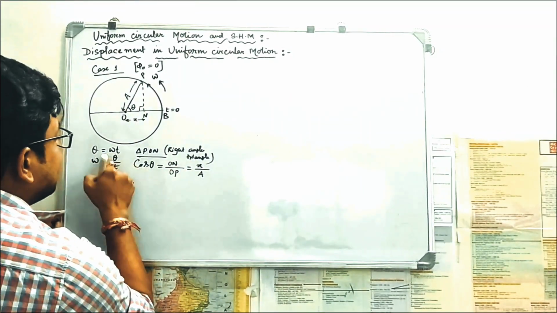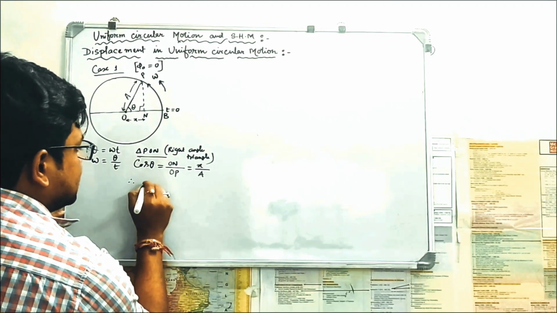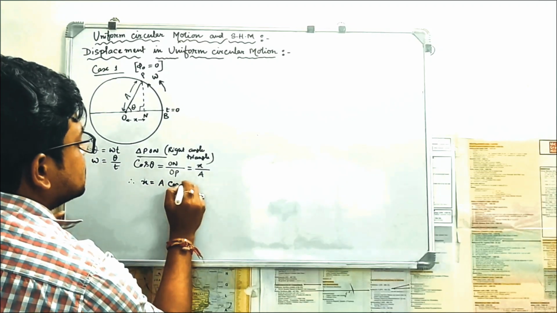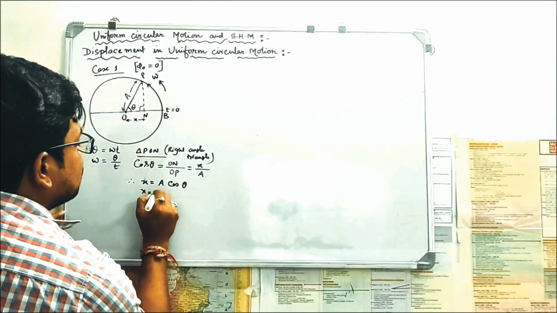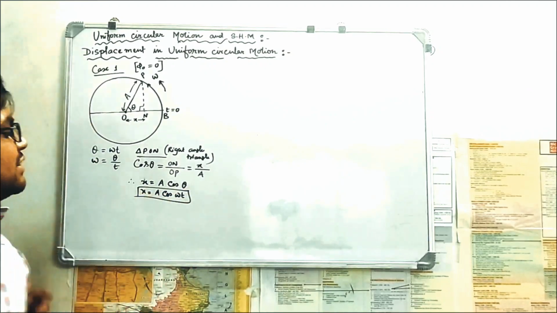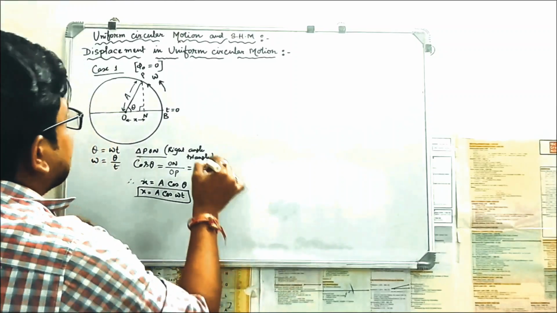Now theta means again omega t, therefore I can write x equals A cos theta, or x equals A cos omega t. That means this is the displacement expression for the uniform circular motion. This is the first case. Second case, case number 2.